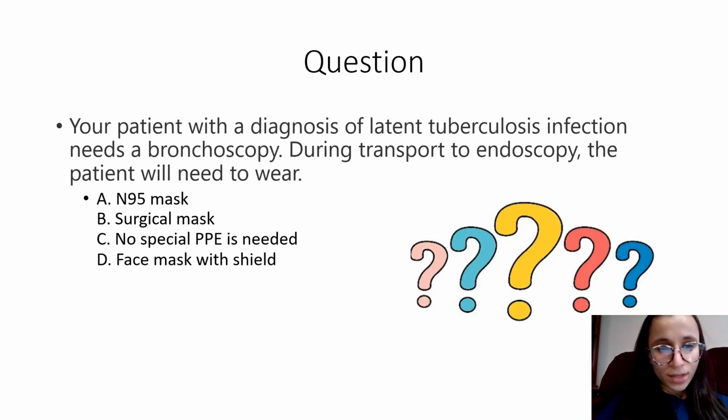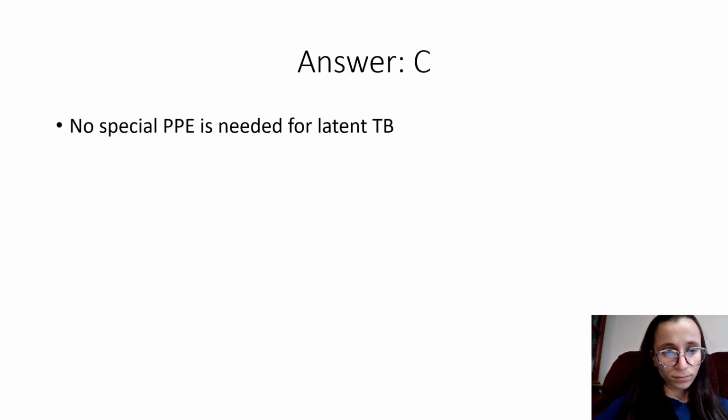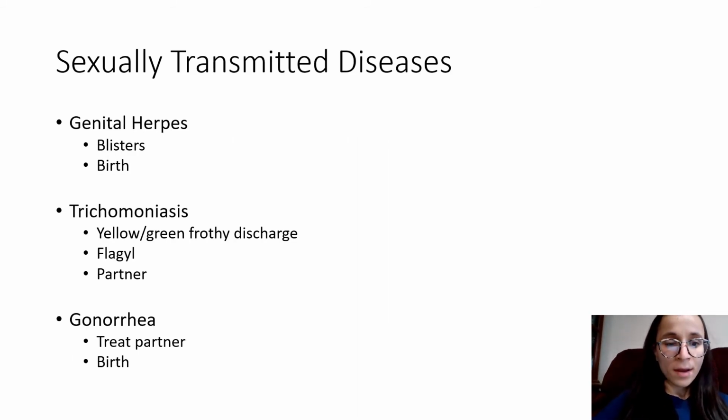Okay, question. Your patient is diagnosed with latent TB infection, needs a bronchoscopy. During transport to endoscopy, the patient will need to wear number 1, N95 mask, number 2, surgical mask, number 3, no PPE, or number 4, face mask with shield. So let's give you some time. Because it's latent, so it's not active, there's no special PPE.